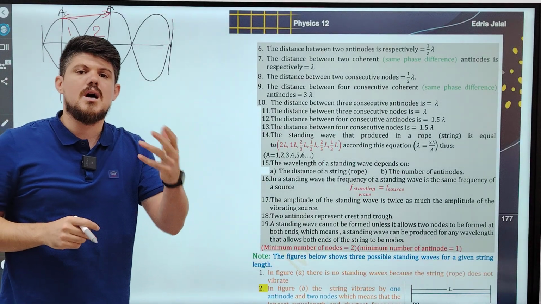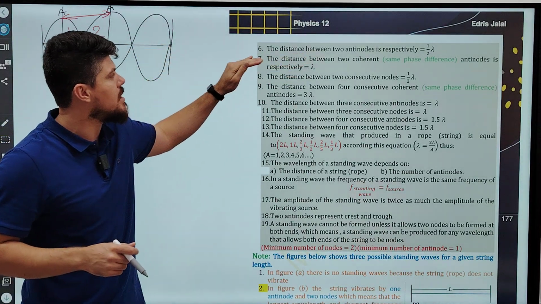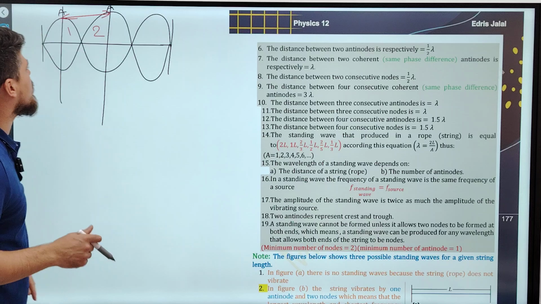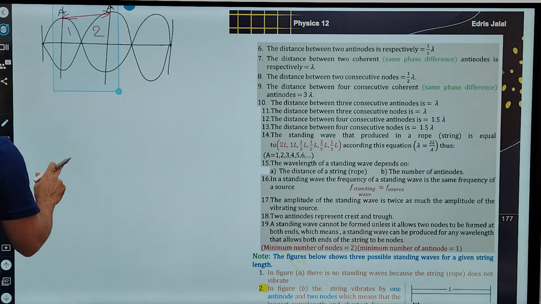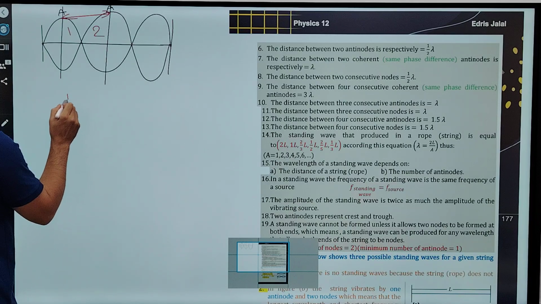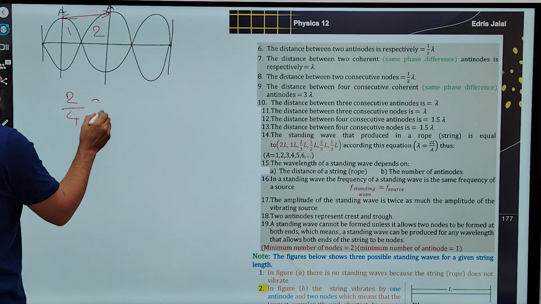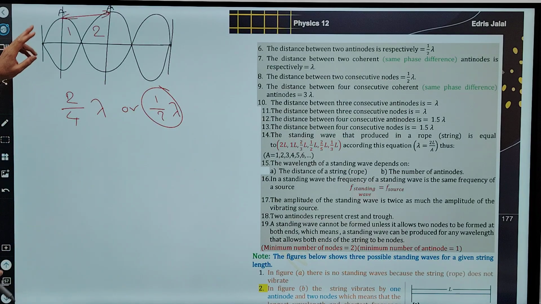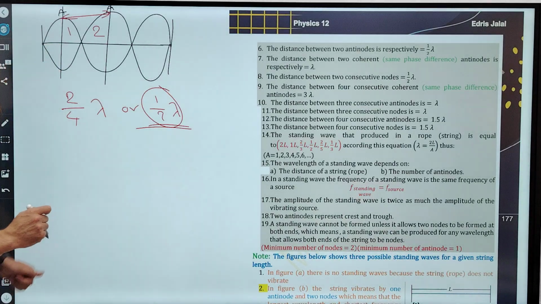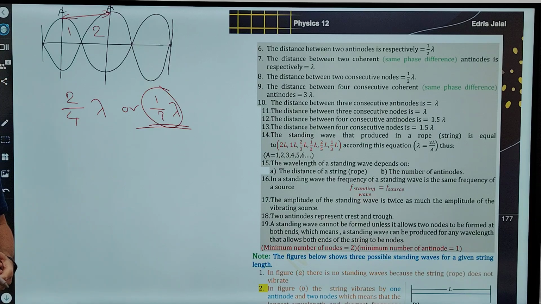One wavelength requires how many quarters? 4 quarters. But in this case, how many quarters do we have according to this node number 6? The distance between two antinodes respectively, we have only 2 quarters, okay? So it means that we have half of a wavelength, or you can say 2/4, we have 2 quarters from 4 quarters of a wavelength. Or you can say 1/2 wavelength. The distance between two antinodes respectively is equal to half of its wavelength.